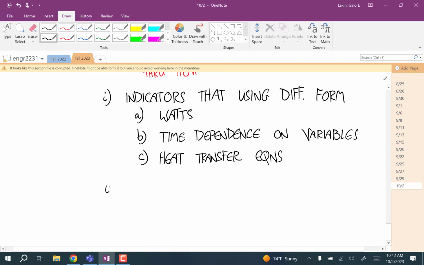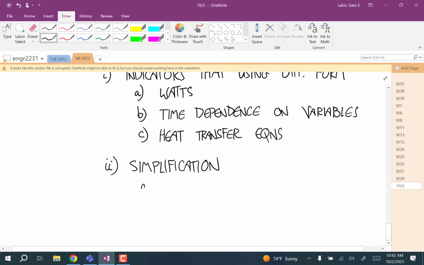And then simplifications. There's really only one important one here, and that's dE/dt. If it says steady state, then you know dE/dt is equal to 0.